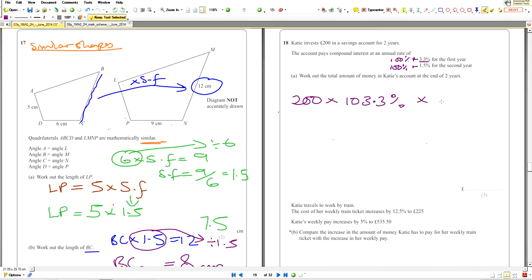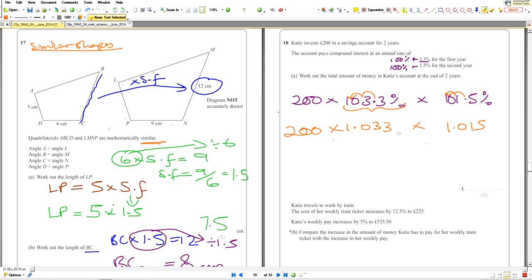And then the second year is going to increase by 1.5%, and we interpret that as 101.5. Now, if we want to do this calculation, how do we change 103.3% into a decimal multiplier? We divide it by 100. So 103.3% divided by 100 gives 1.033. And the same for this one will give you 1.015. So now the calculation can be done, and that is the correct understanding of it.